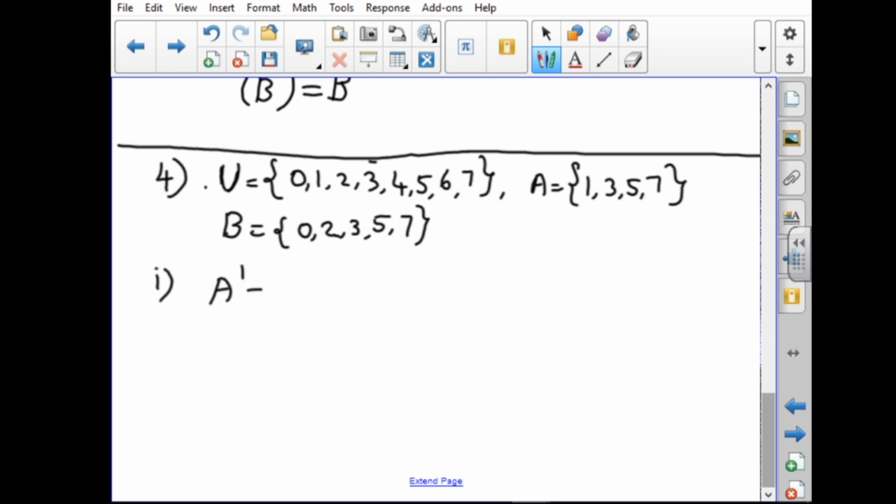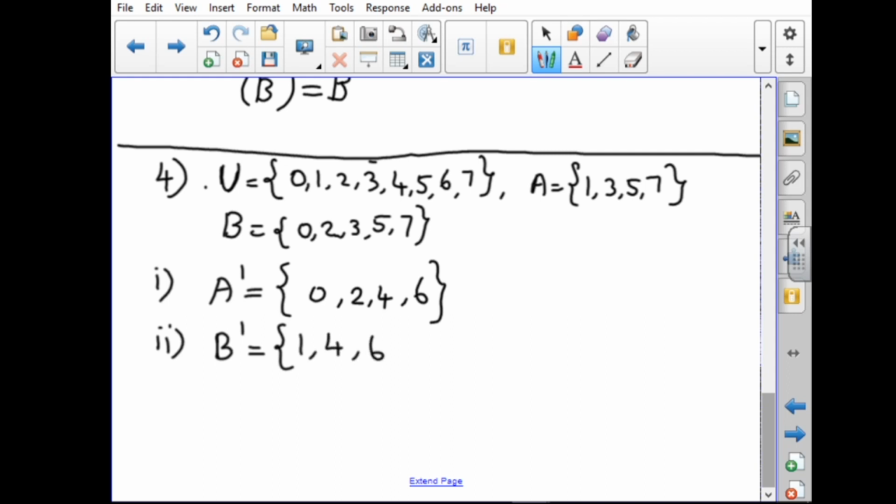A dash means the universal set except the A elements. Just look: the universal set except the A elements gives 0, 2, 4, 6. Then the second one, B dash, is the universal set except the B elements. Except the B elements, what do you get? 1, 4, 6. We already used the same method in the previous problem, so I can find the answers directly.